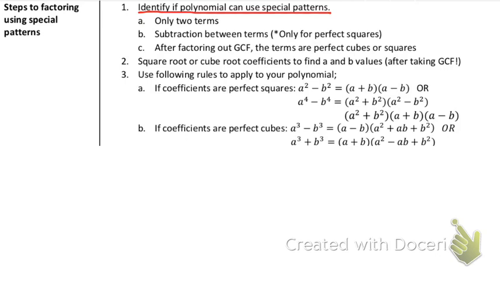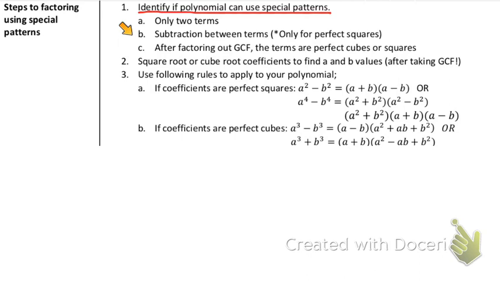So the first thing you're looking for in order to use special patterns is this. Special patterns only occur when you have 2 terms. So if you see 2 terms and they ask you to factor, one thing that should go off in your head is that maybe I should try to use one of the special patterns.